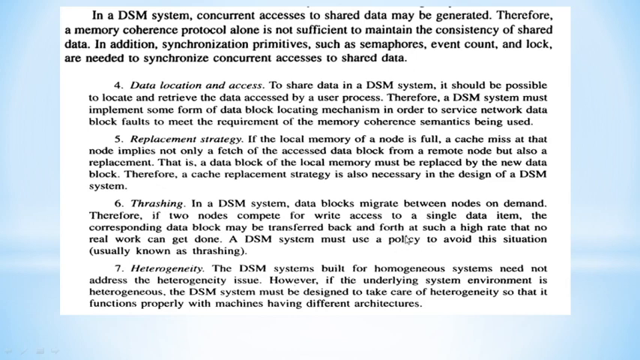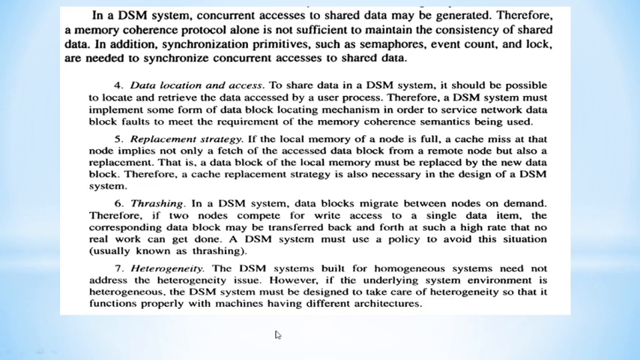Like first come first serve: if process P1 asks for write permission for a data item and then P2 asks for the same data item, the system will give write access to P1 or to P2, or depending on priority it will give the write access. There should be some policy in order to avoid the situation of competing processes or competing nodes for write access.